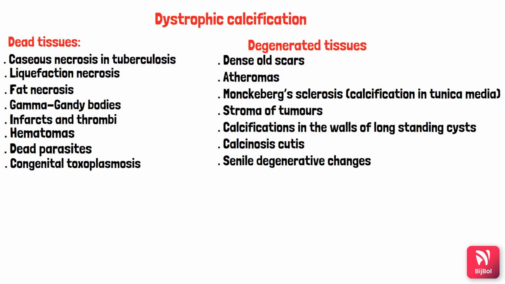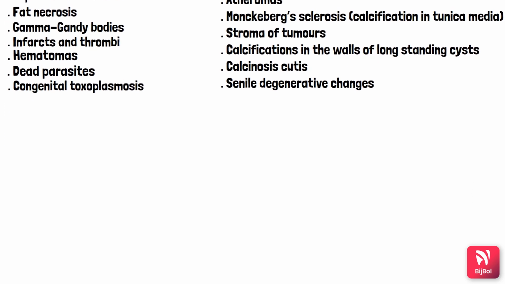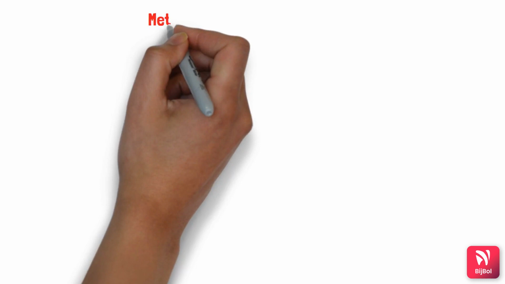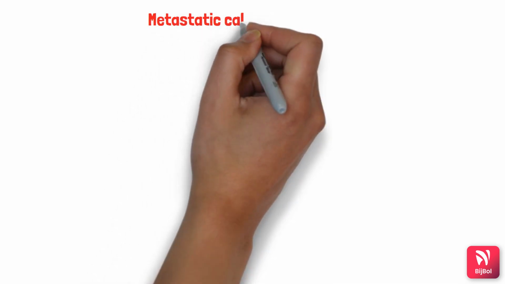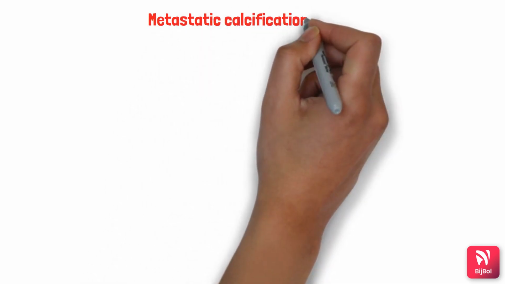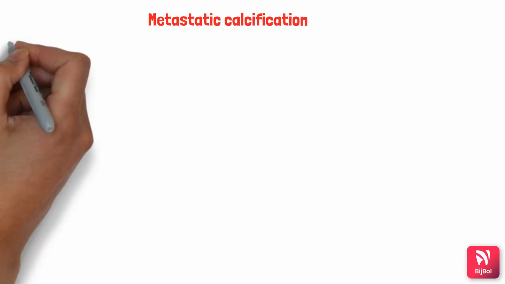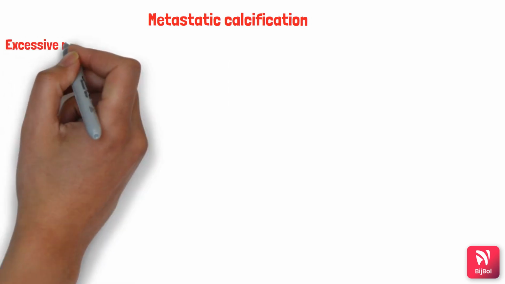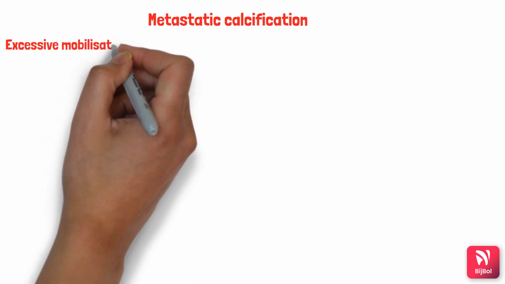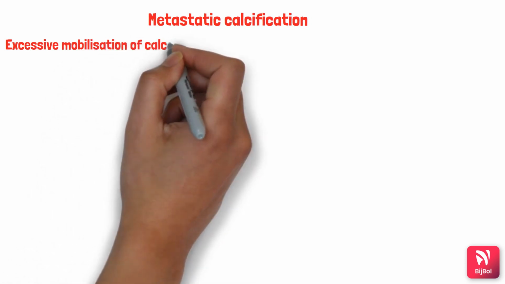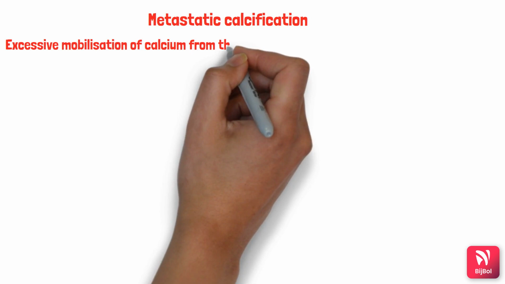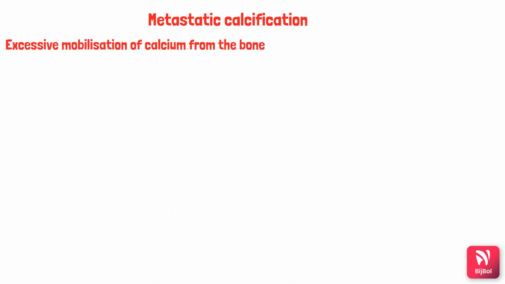Now let's see metastatic calcification, where all it will occur. As we have already discussed, metastatic calcification occurs in normal tissues, but here the problem is hypercalcemia. So how does the blood serum level increase? Either it can be because of the mobilization of calcium from the bone, or it can be increased absorption of calcium from the gut. So in what all cases will there be excessive mobilization of calcium from the bone?